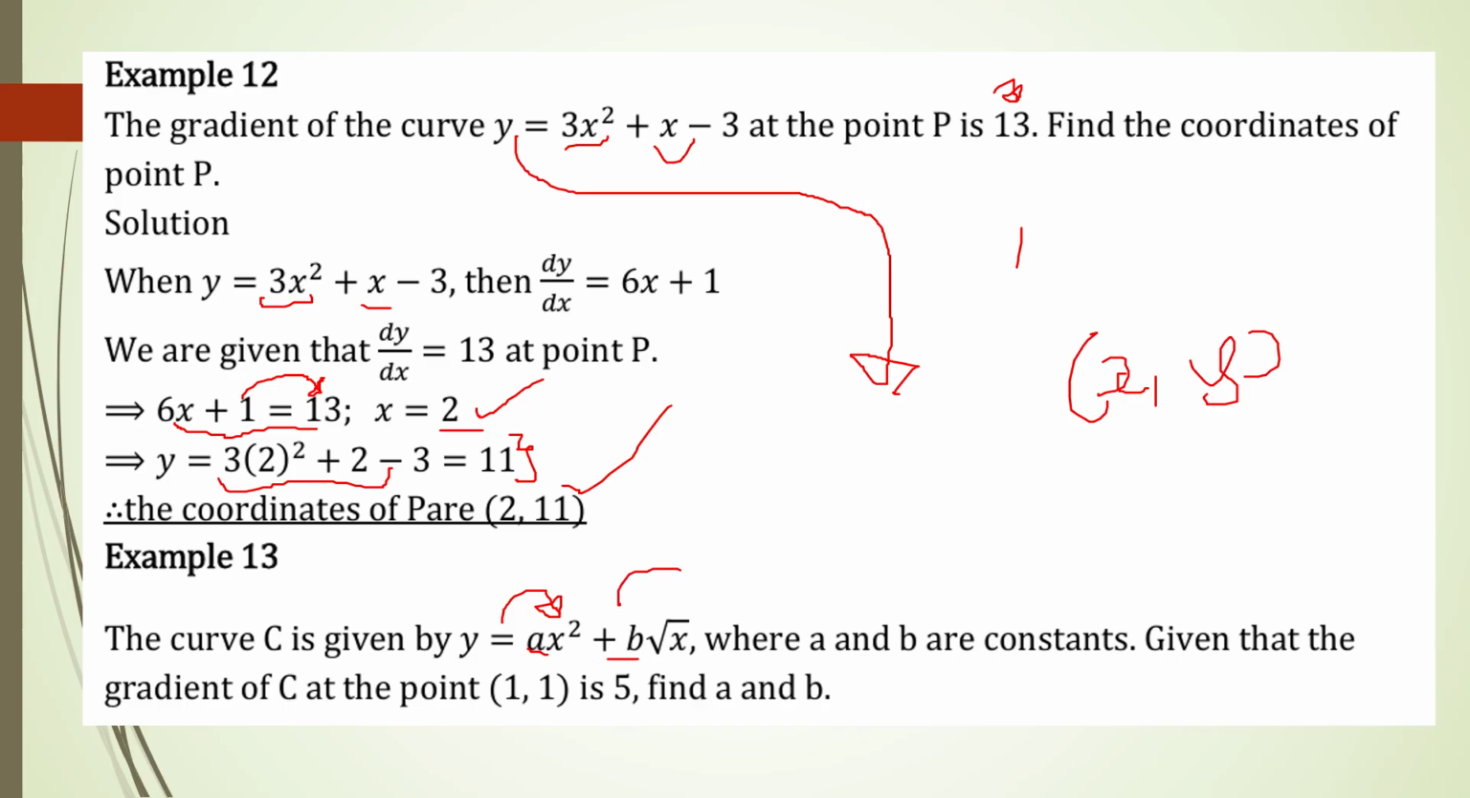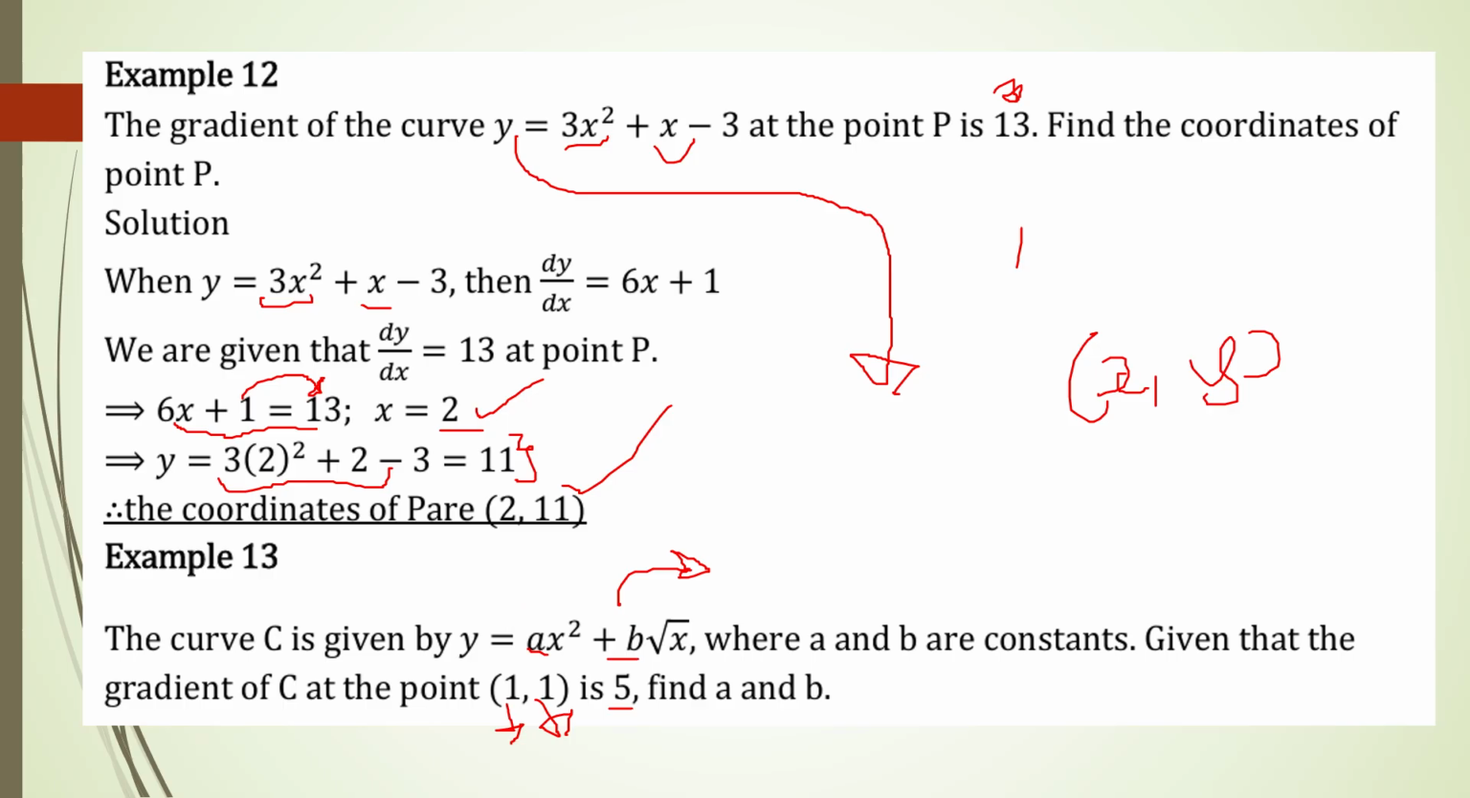So just that they're letters, but you have to treat them like we treat constants. Given that the gradient of curve C is going to be 5 at a point where x is 1 and y is 1, we are supposed to find the values of a and b. Now first, since they talked about gradient, that means we have to first find the first derivative.